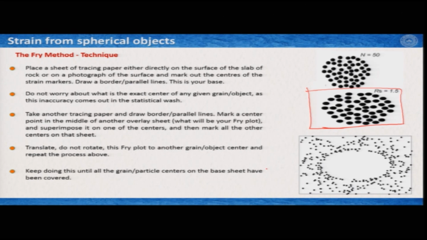Now, the methods are described here: you first trace these individual ellipses, and then mark their centers on a piece of paper. Then with another piece of tracing paper you move one point to another point in such a way that once you keep a single point on one center, you mark on the tracing paper all the visible centers.